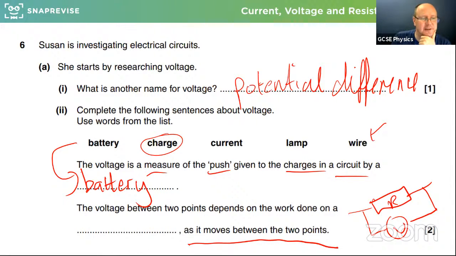So the voltage between 2 points depends on the work done on a charge as it, and there's another clue there in the question because it's a singular, yeah? As it moves between the 2 points. So work done on the charge. So the charge is the total number of coulombs passing between 1 point and another in a given time in 1 second. That will give you the current in amps. So work done on the charge is what you're going to get when you measure the voltage.